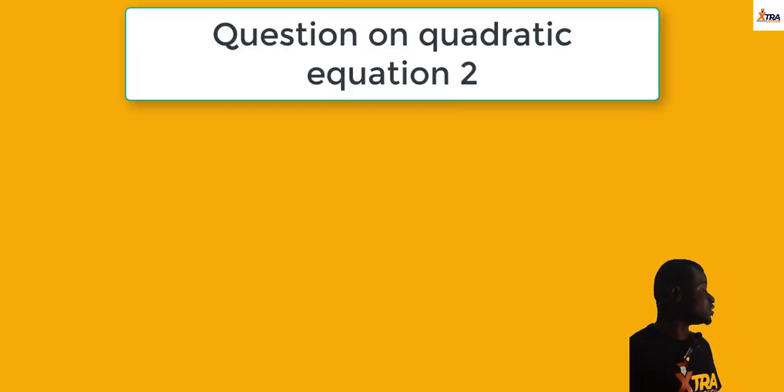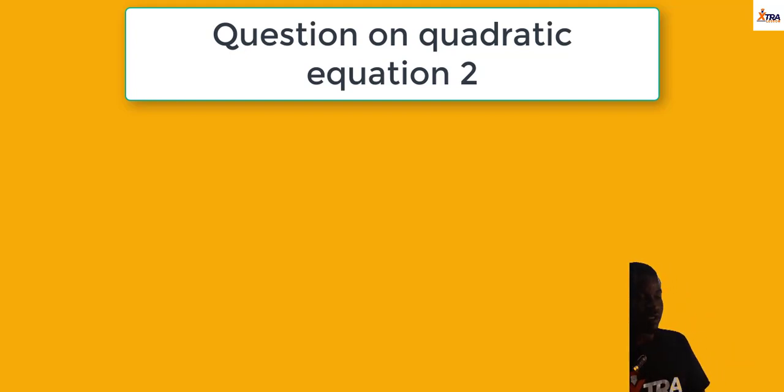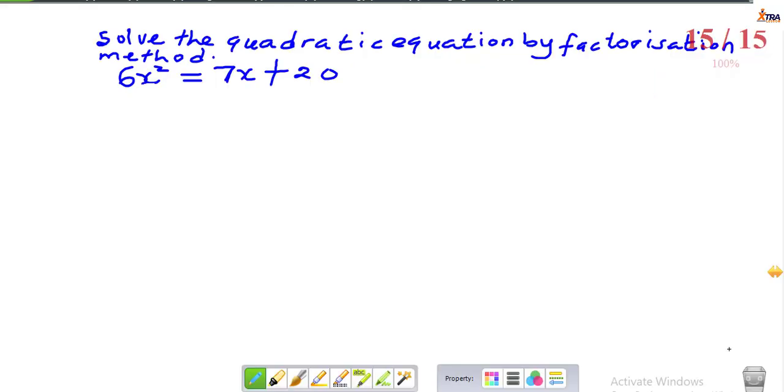Hello students, so we are going to solve a quadratic equation by factorization method. So let's go to the question. 6x squared minus 7x equals 20. We have to solve the quadratic equation by factorization method. So let's go to the solution.